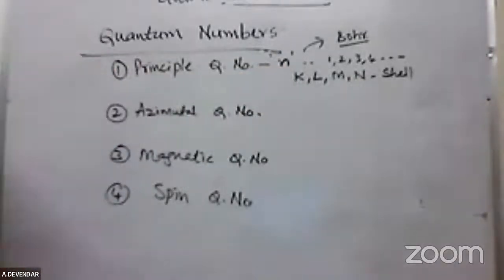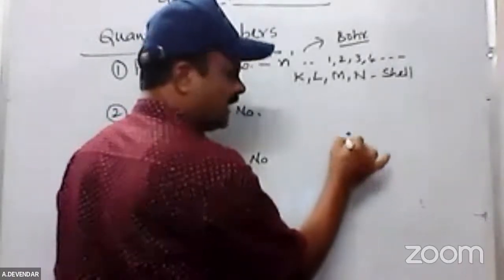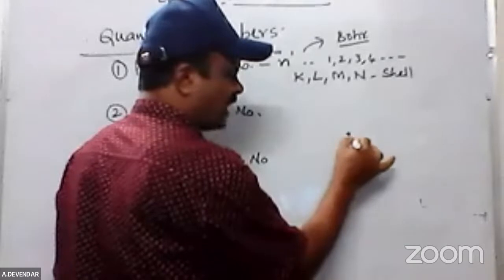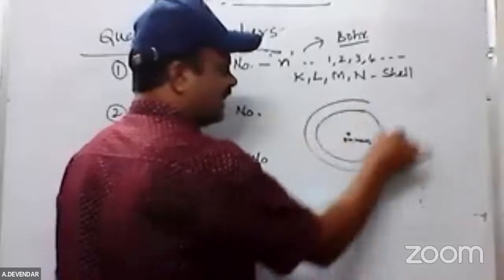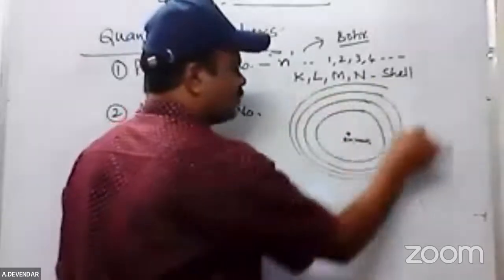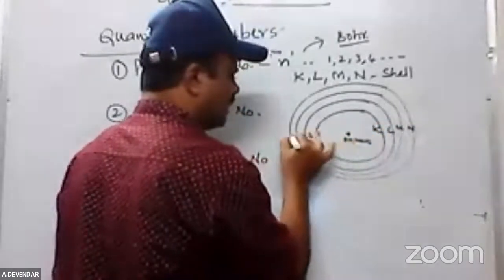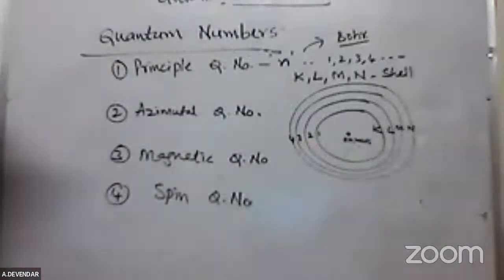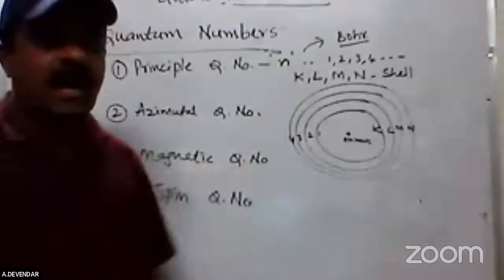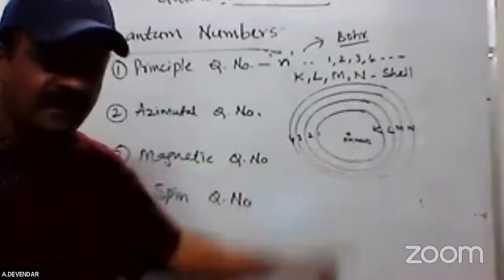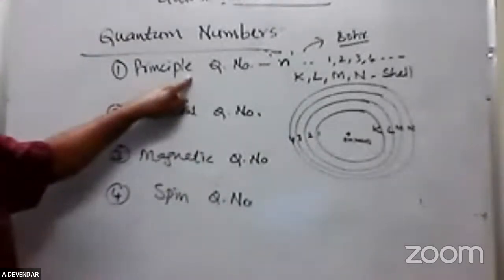Okay, so what does the principal quantum number mean? See, I'm using this diagram. This is the nucleus. That means the protons, neutrons and mass are all present in this nucleus only. Around the nucleus we have orbits like this. Those are called K, L, M, N shells, or n equal to 1, 2, 3, 4. That is the principal quantum number I am explaining, proposed by Bohr. And also, how many maximum electrons every orbit can accommodate is explained by the principal quantum number.